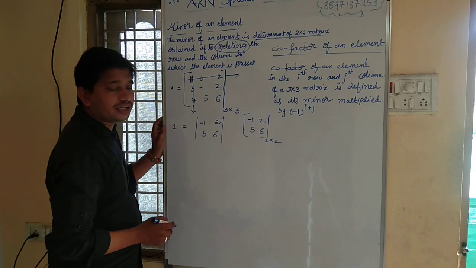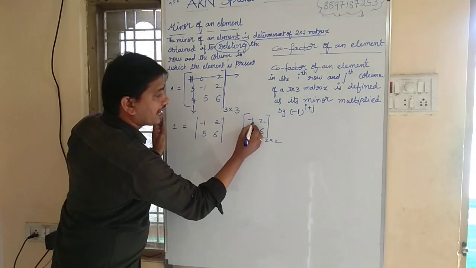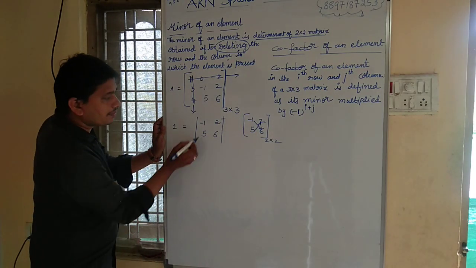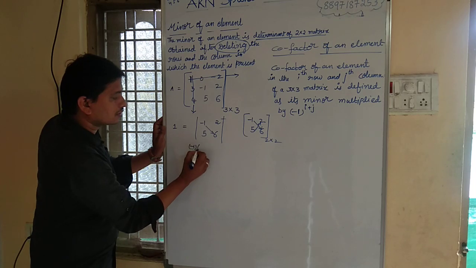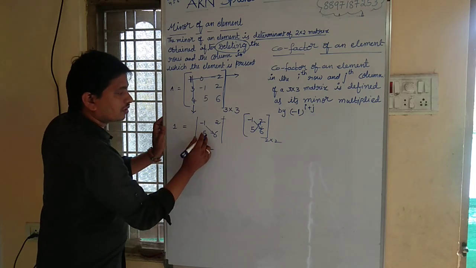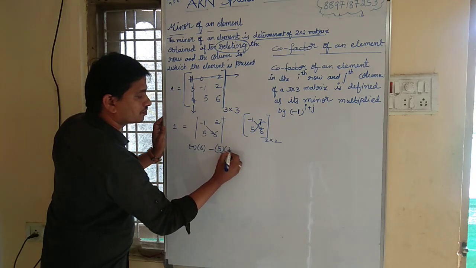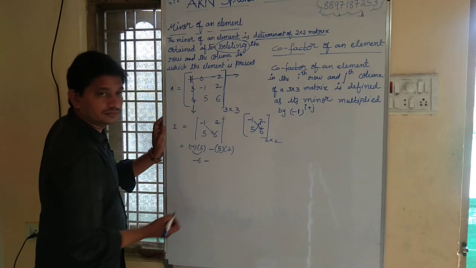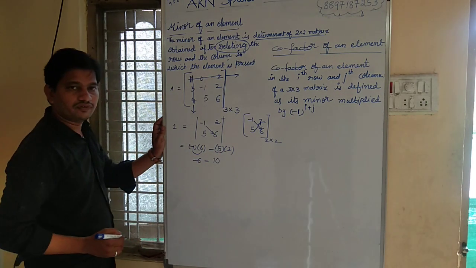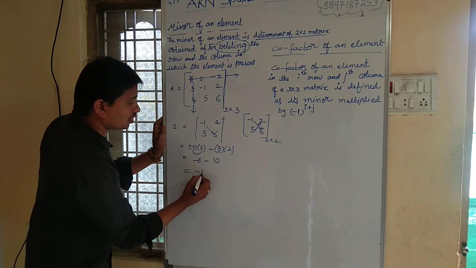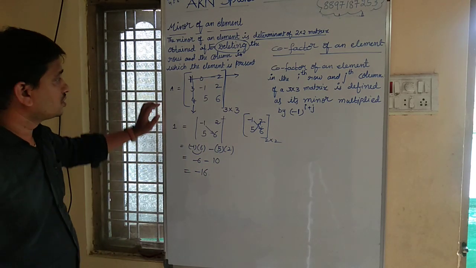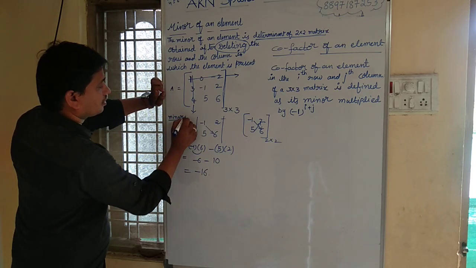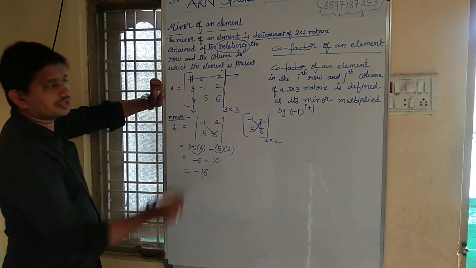As we know, how to find the determinant? It is a1 b2 minus a2 b1. So -1 into 6 is -6, minus 5 into 2, which is 10. So -6 minus 10 is equal to how much, children? -16. So the minor of element 1 is -16.